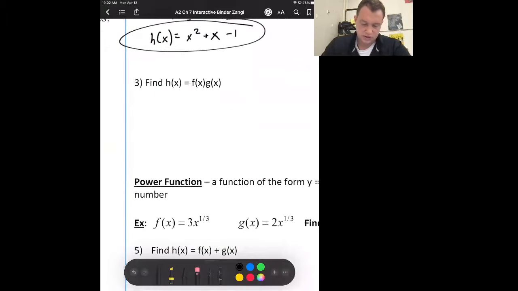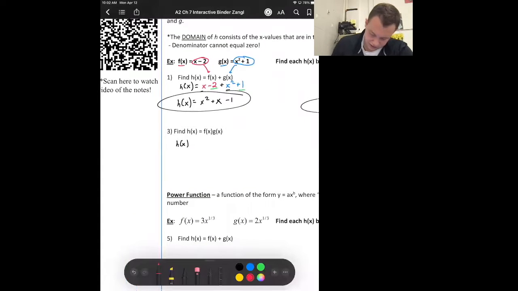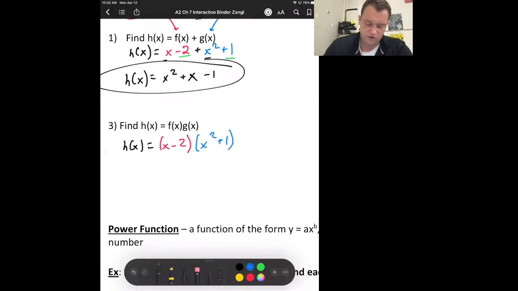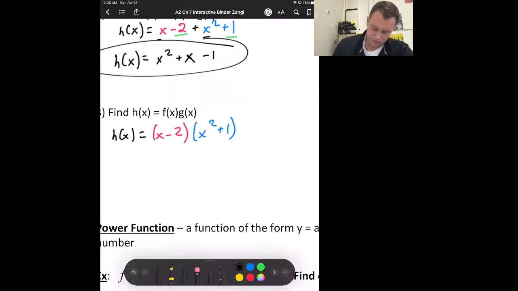Let's take a look at example 3. It says find h of x, which is equal to f of x times g of x. So now I know that h of x in this case is f of x, which is x minus 2. So I'm going to have x minus 2, and then that's multiplied by my g of x, which is x squared plus 1. In order to simplify this further, I would need to distribute.